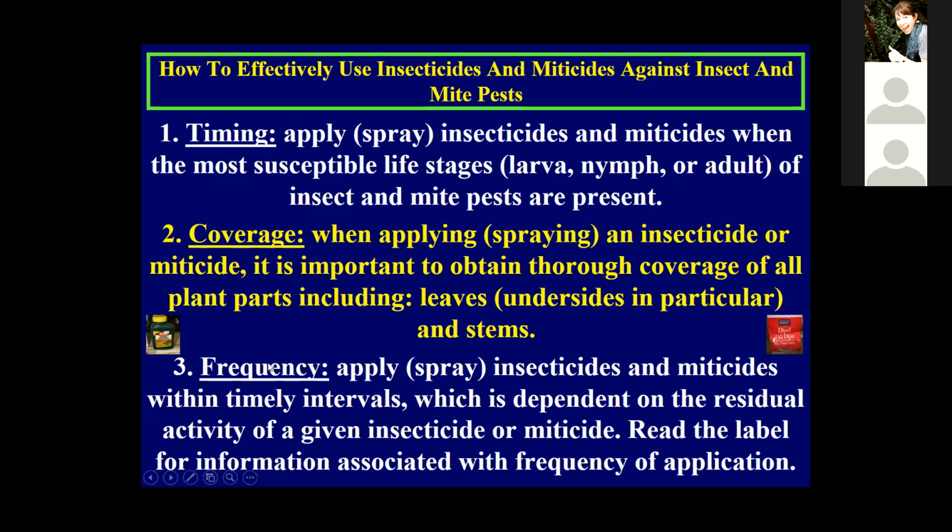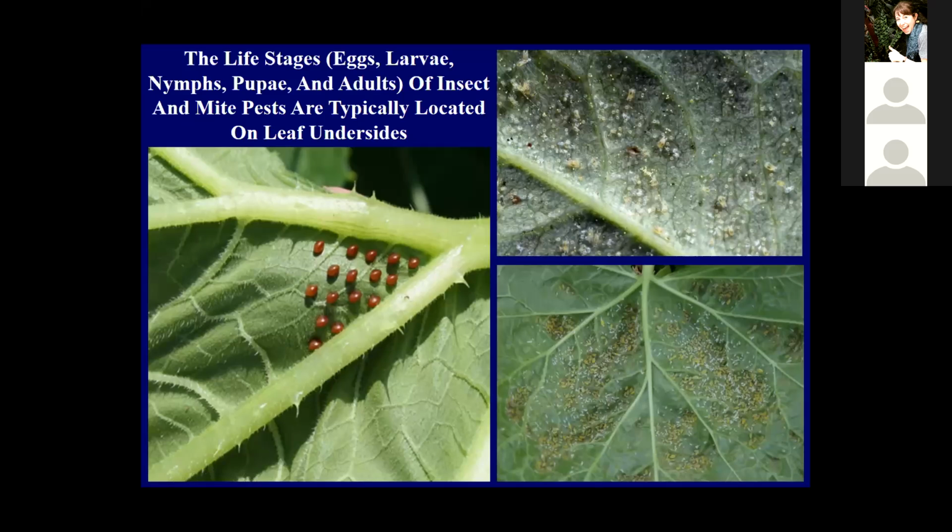And again, what's really important to understand? All the life stages, egg, adult, nymphs, pupa, larva, are on leaf undersides. That's where you want to get your coverage. And as a result of that, you'll have higher mortality of the insect or mite pests. Okay, you got that?